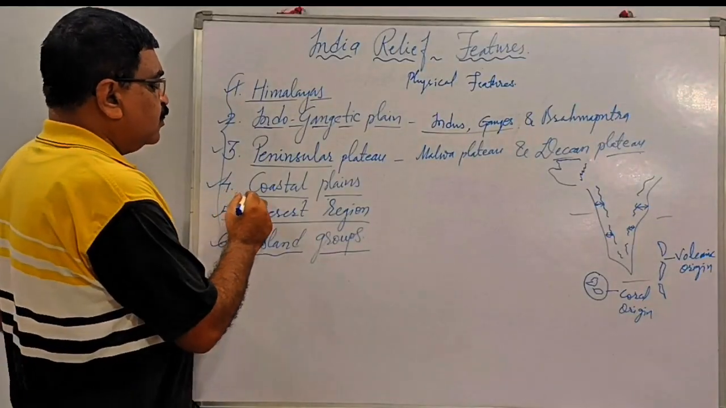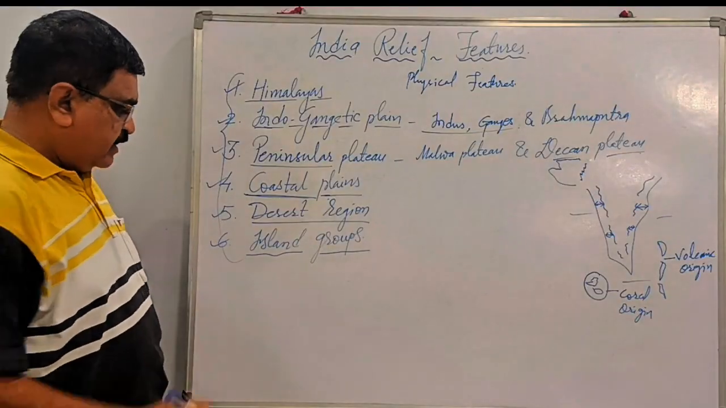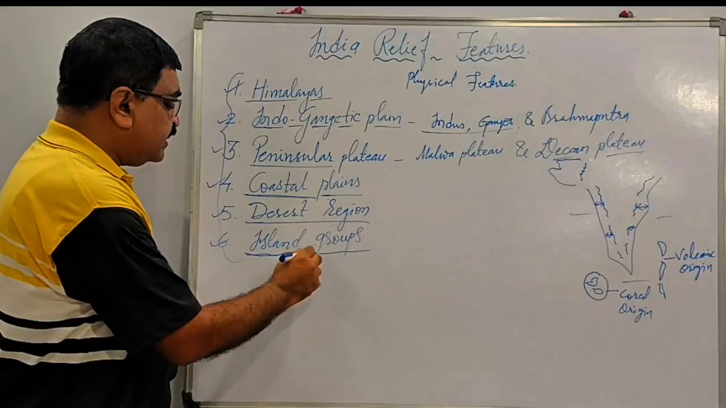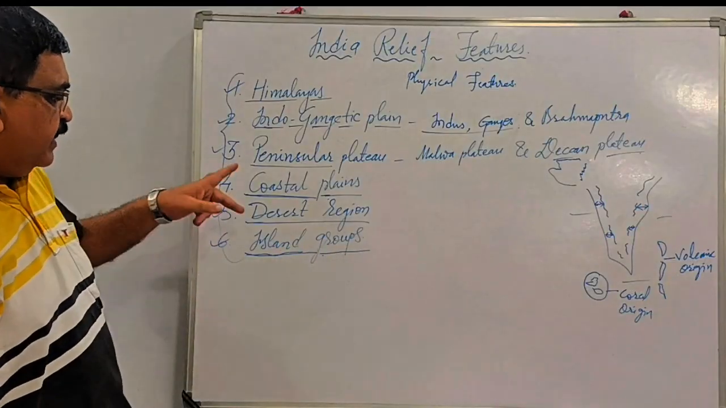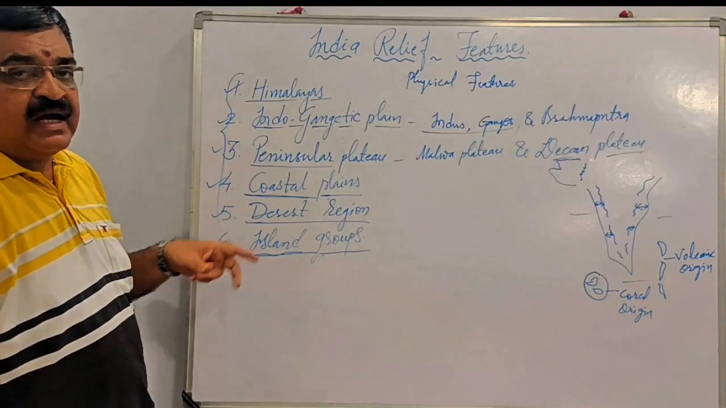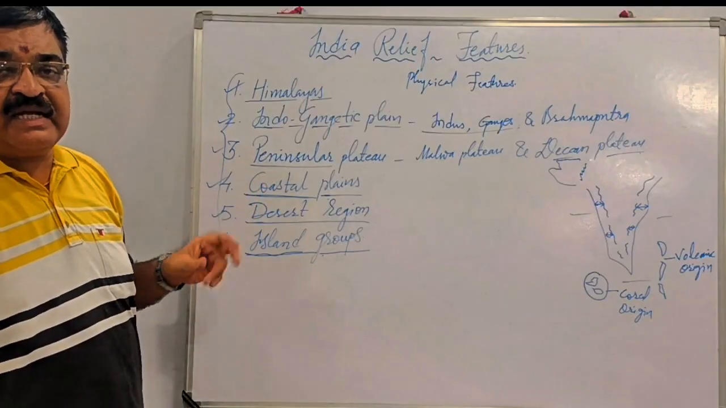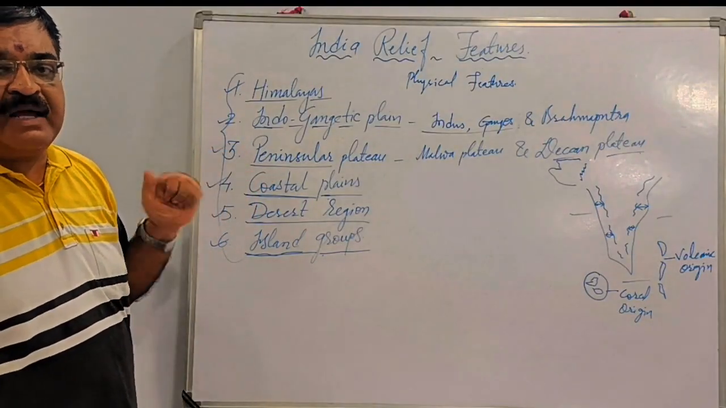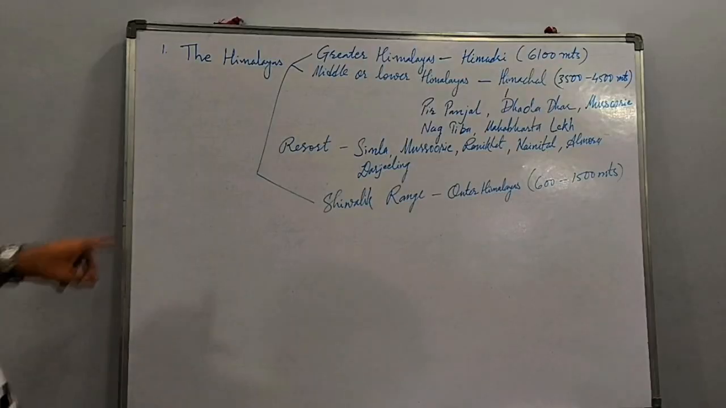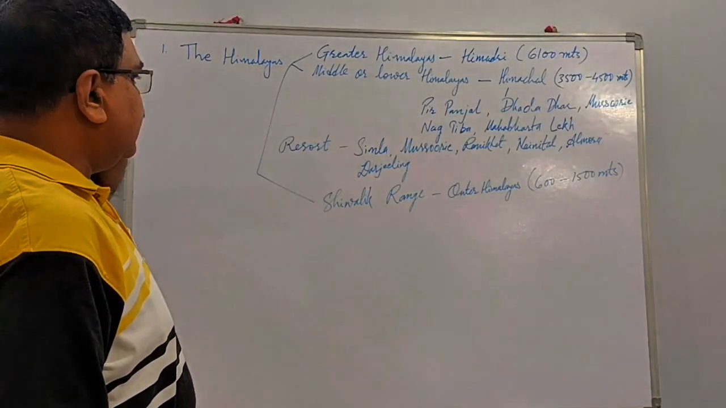In coastal plains, you can see the humid climate. In the desert region, you can see the hot climate, and in island groups, you can see the humid climate. Because these two areas, the coastal region and the island groups, are affected by the adjoining sea, and that's why we can find the humid type of climate in coastal plains and the island groups. Now we will look at the first physical feature or first relief feature, that is the Himalayas.